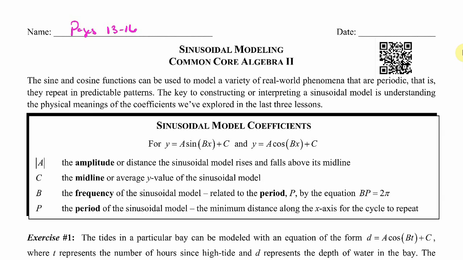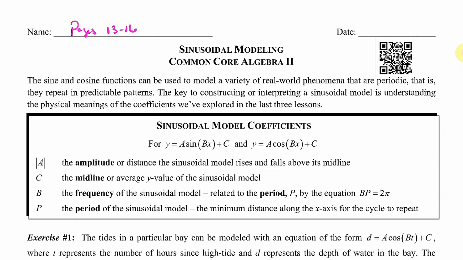Sinusoidal modeling, or as I like to call it, applications of sine and cosine graphs. Sine and cosine functions can be used to model a variety of real-world phenomena that are periodic. That is, they repeat in predictable patterns. The key to constructing or interpreting a sinusoidal model is understanding the physical meaning of the coefficients we've explored in the last three lessons.